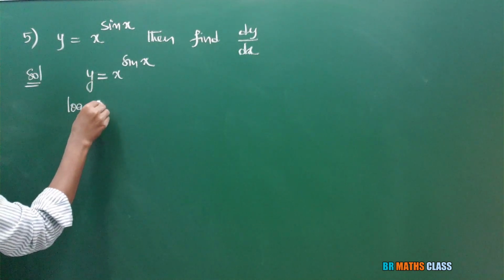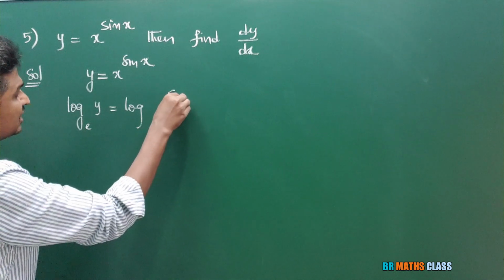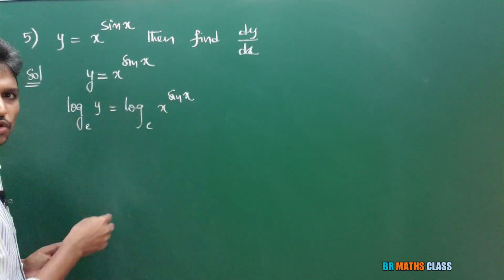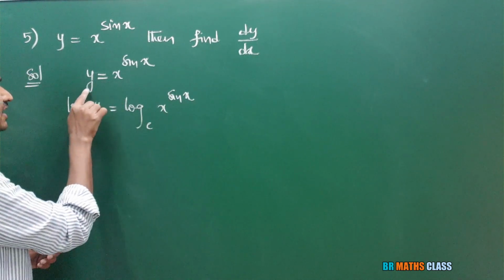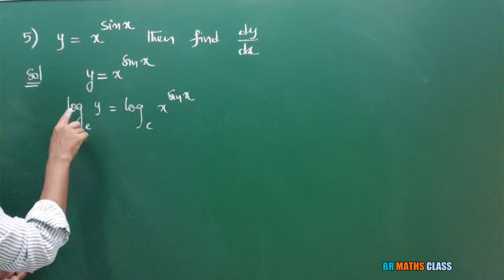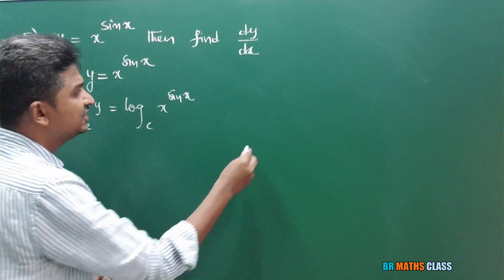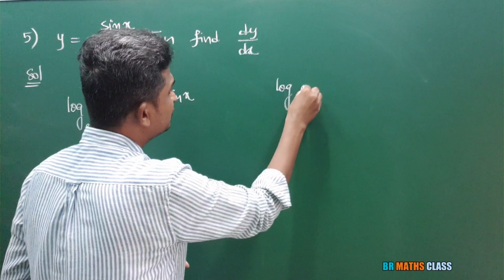Then what you will get? Log y base e equal to logarithm of x power sin x base e. If you want, you can write one more step here. After this, taking logarithms on both sides. That step also you can write if you want. Okay, I just taken logarithms to this equation on both sides. Now, this is the formula every time we use very frequently.